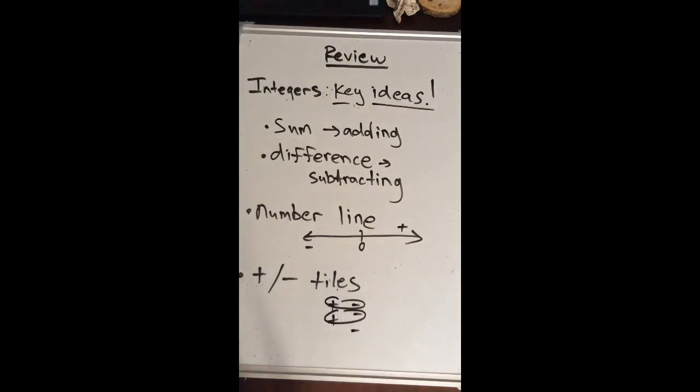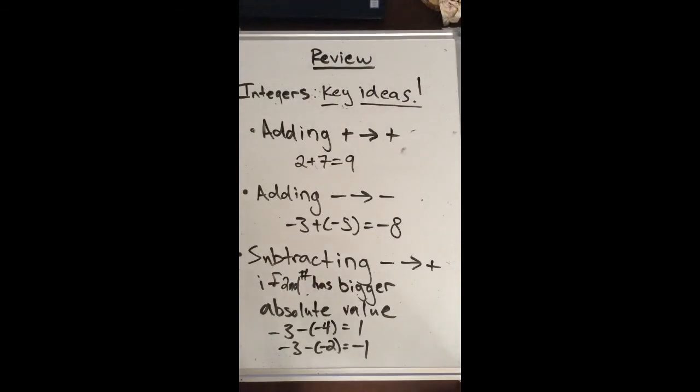Some more key ideas to get out of this lesson is that when you're adding two positive numbers, well, it makes sense. You're going to get a positive number. Adding positive gives you positive, like if you had 2 plus 7, that gives you a positive 9, like we've been doing before. If you're adding two negative numbers, that's going to give you a negative number. So like if you had negative 3 and you're going to add negative 5, well, you're just taking away more. You have more negative, so that gives you a greater negative. You're adding more negativity, and that's just more negative.